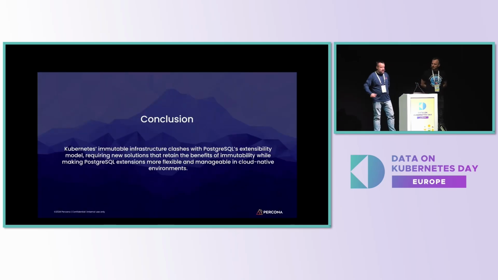So the conclusion is that the Kubernetes immutable infrastructure clashes with the PostgreSQL extensibility model, and it requires a solution that will retain the benefits of immutability while making Postgres extensions more flexible and manageable in cloud-native environments. And it's actually up to us, the community. That's why Jan mentioned the meetup that is there. It's up to us, the community, to drive this change and make sure that this process is unified and clear for us to use and rely on.